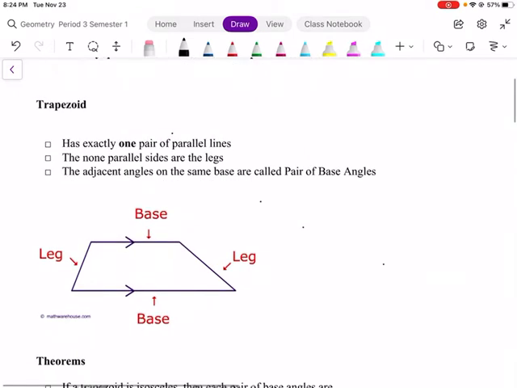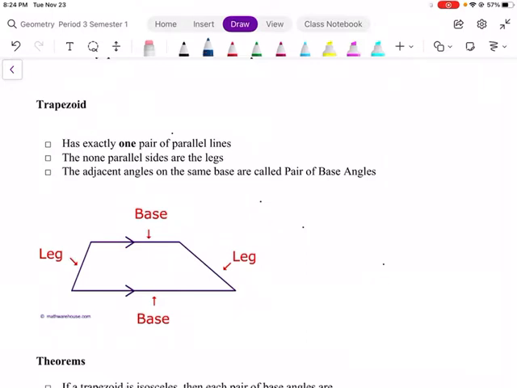To start off with, we're going to define a trapezoid. This image below is what a trapezoid could look like, and what characterizes it as a trapezoid is it has exactly one pair of parallel lines, and the non-parallel sides are called the legs, and the adjacent angles on the same base are called a pair of base angles.